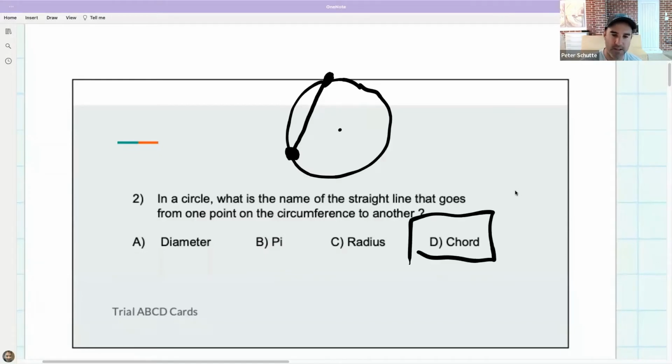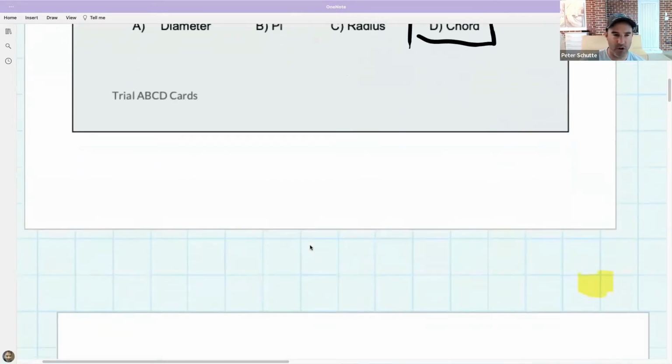And so the answer would be 1D. This is called a chord. Now, a very special type of chord is a chord that goes through the center, and that chord is indeed called the diameter. But if it just says it goes from one point on the circumference and it's a straight line, it's going to be called a chord. So that's one to just keep in mind. It'll come up many times, don't worry.